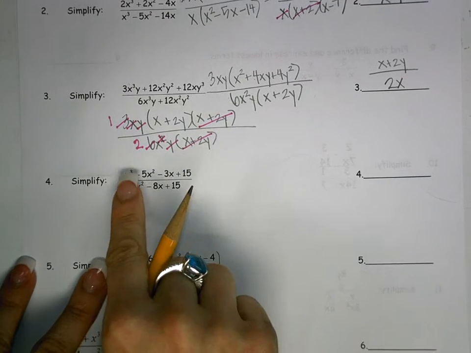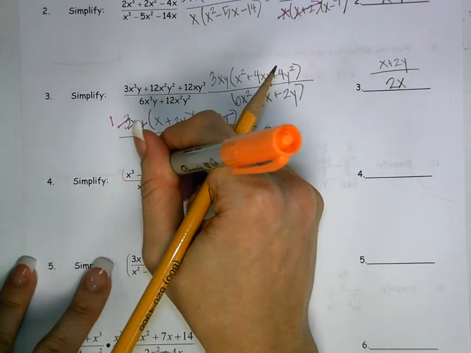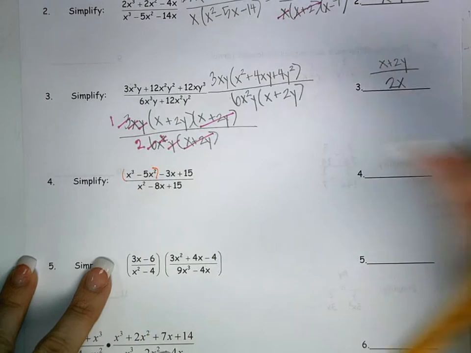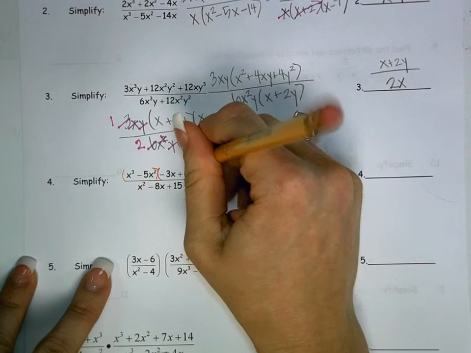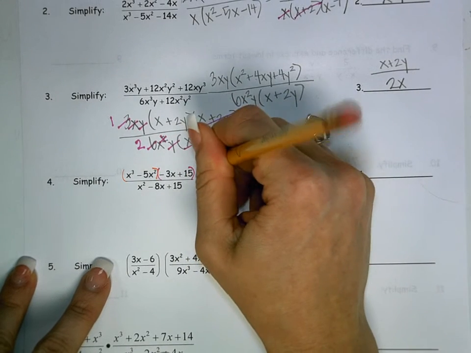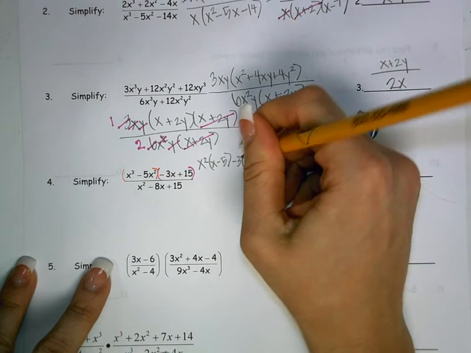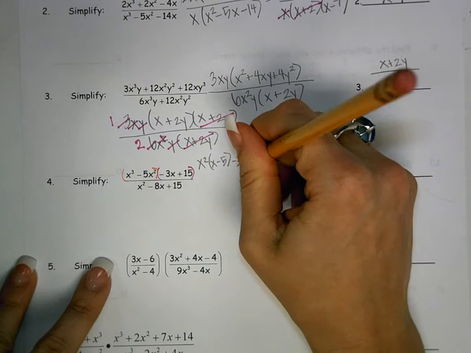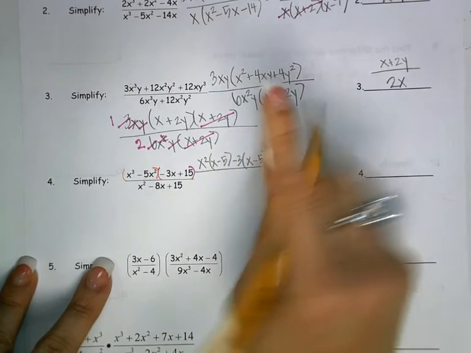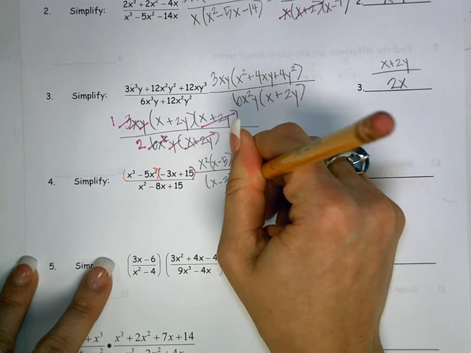For number 4, anytime you have 4 things, you always want to look for a GCF. Then we want to look at groups. So we want to look at the first 2 and look at the second 2. Grouping tells you can take out an x squared. Left behind would be x minus 5. Take out a negative 3. Left behind is x. And then positive 15 divided by negative 3 gives you negative 5. Over in the bottom, this factors just like normal, x minus 3 and an x minus 5.